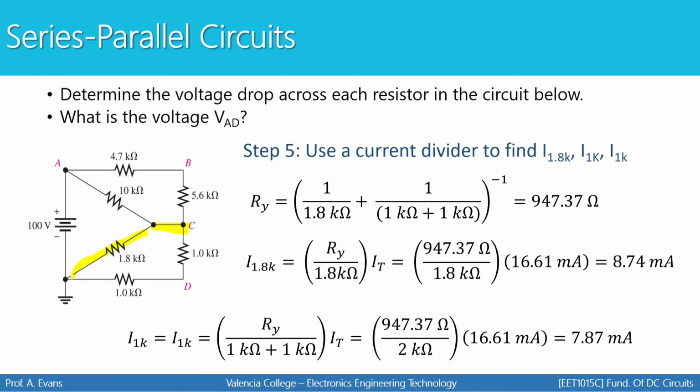The 1Ks are in series with each other, so they'll have to have the same current. Your current divider has to have Ry on the top, that's your total resistance of these two paths, divided by the total resistance of the branch. In this case, I have two resistors along this branch, so I have to combine them when I plug them into my current divider formula.